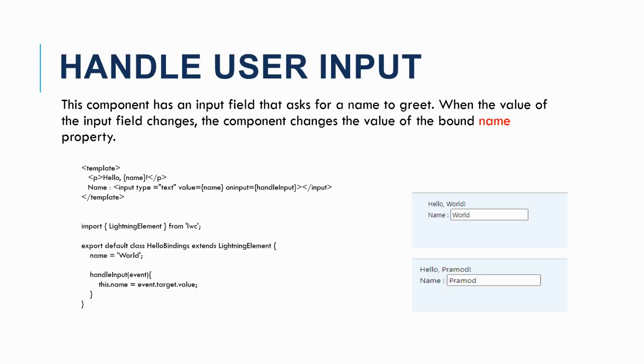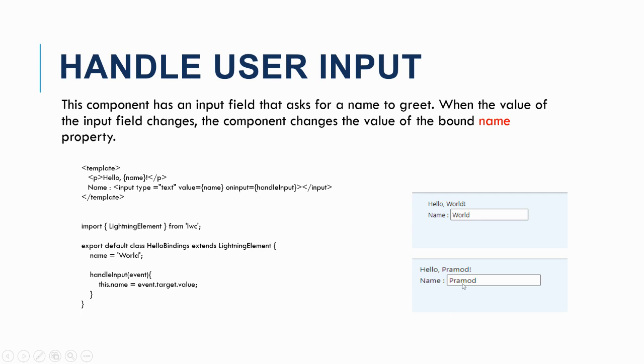Now let's move one step further and see how we can handle user input. Here we are taking the name as world and binding it with our HTML file. But we also have one more component, an input component, in which we are using handleInput. When the page renders, it will show the first screenshot with name as world, because we have defined the default value as world, which gets mapped here. But suppose we add a value like Pramod, as I have added here. We have an onInput event, which is caught by handleInput.